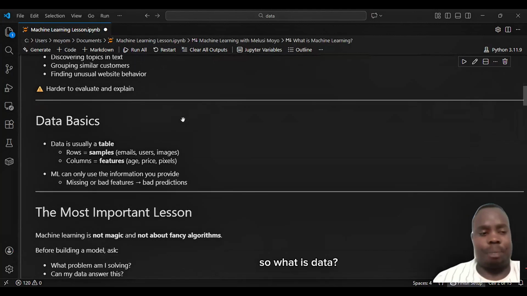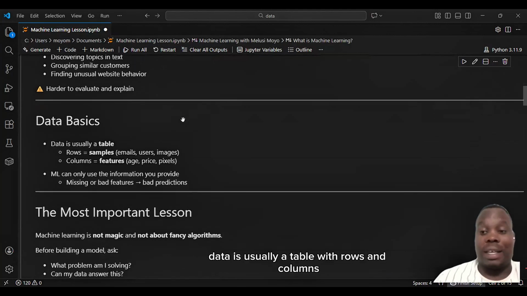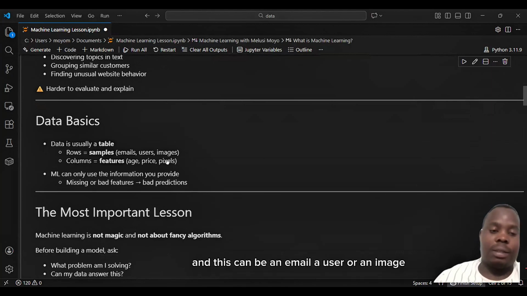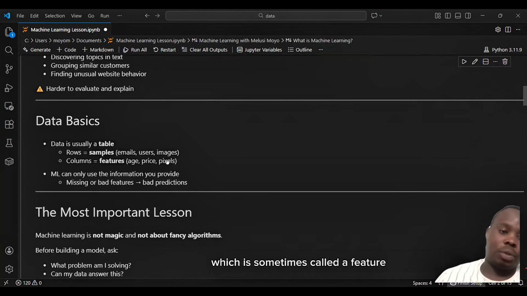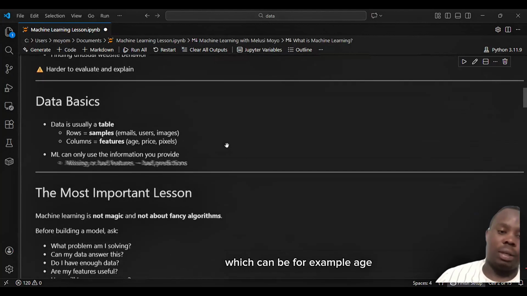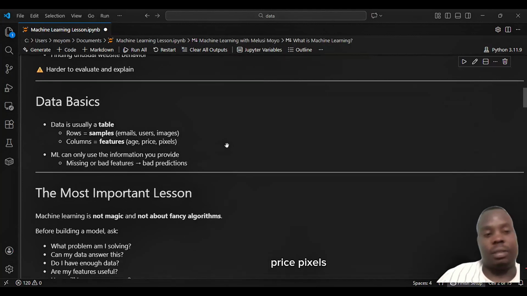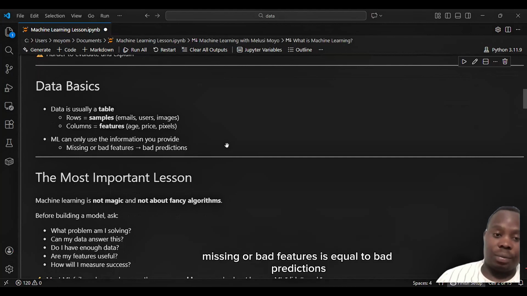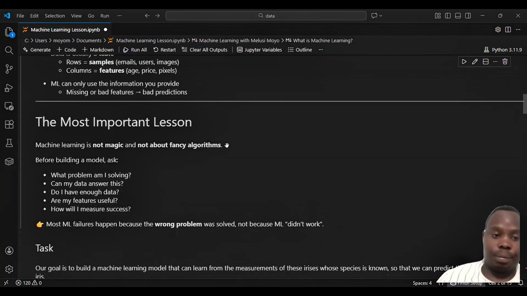So what is data? Data is usually a table with rows and columns. The rows are sometimes called the samples, and this can be an email, a user, or an image. And then you have the columns, which are sometimes called features, which can be, for example, age, price, pixels. Machine learning can only use the information you provide. Missing or bad features equal bad predictions.